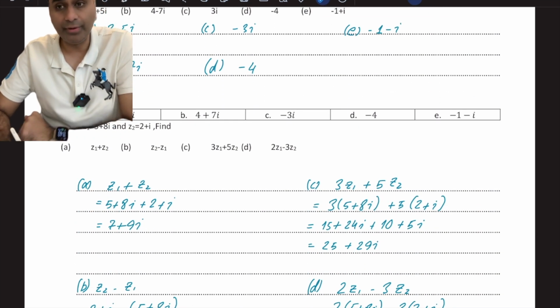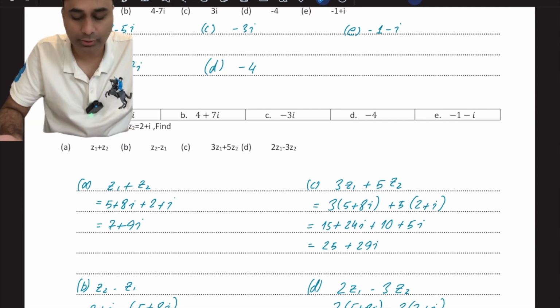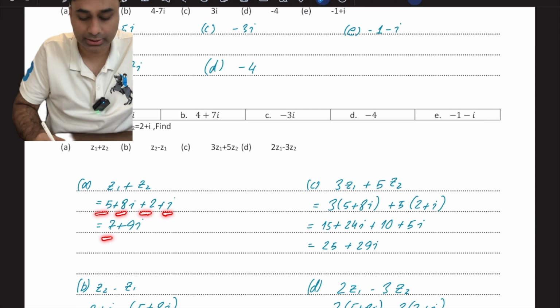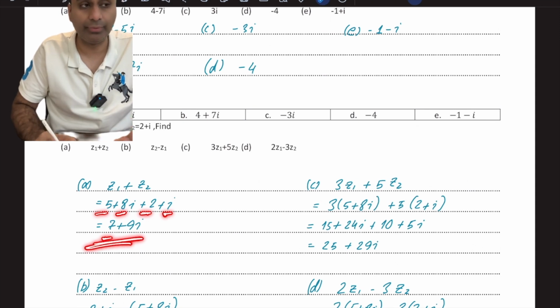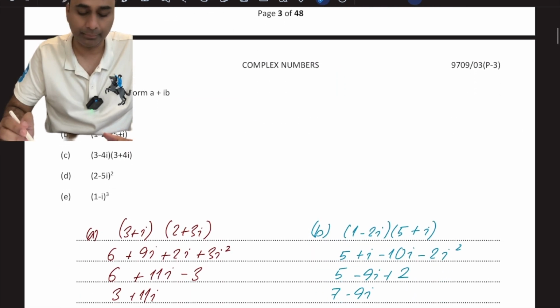If you are simplifying two complex numbers in terms of adding or subtracting these complex numbers, then you can add the real parts together and you can add the imaginary parts together. So you will get an overall simplified result of the addition or subtraction of two complex numbers.